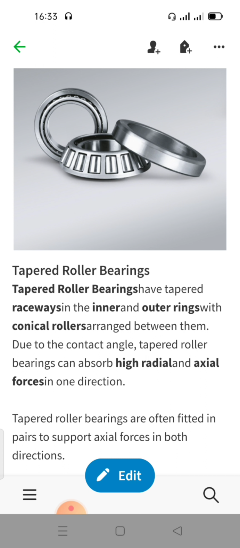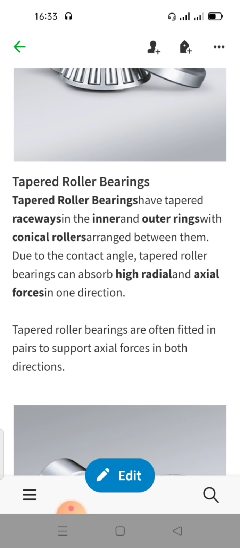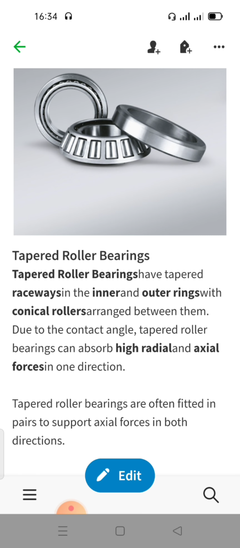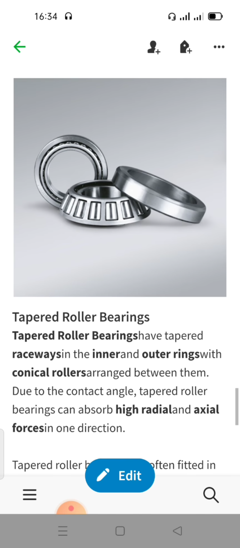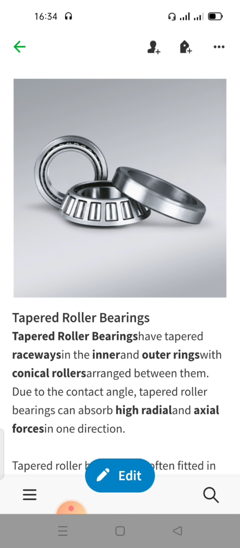Now third is taper roller bearing. Taper roller bearings have tapered raceways in the inner and outer ring with conical rollers arranged between them. Due to contact angle, taper roller bearings can absorb high radial and axial force in one direction. Taper roller bearings are often fitted in pairs to support axial forces in both directions. If you see a tapered roller bearing physically, you can see how it is a tapered type. Okay, generally it is not used singly because it can only absorb one side.